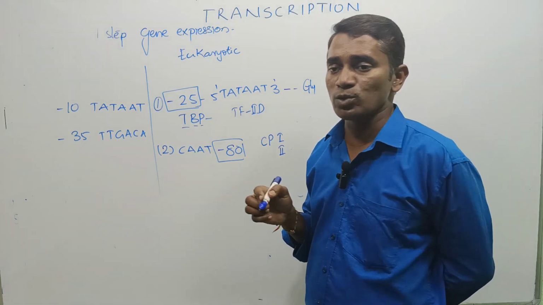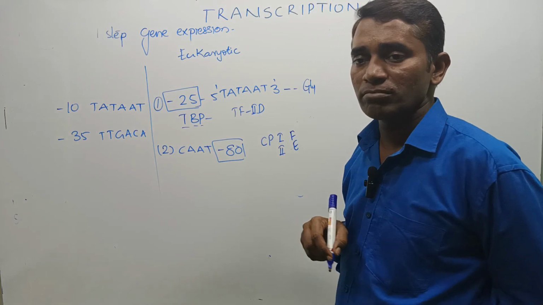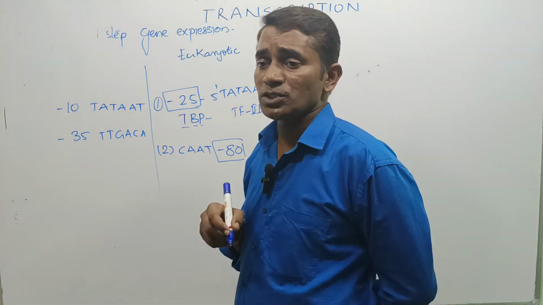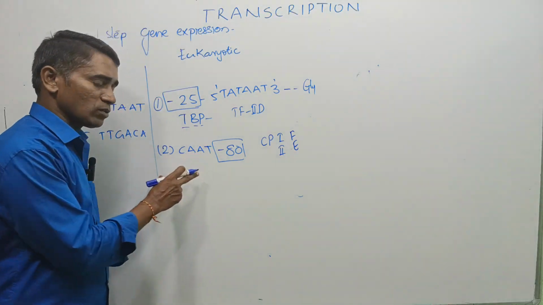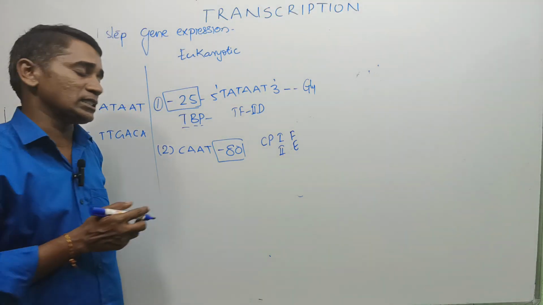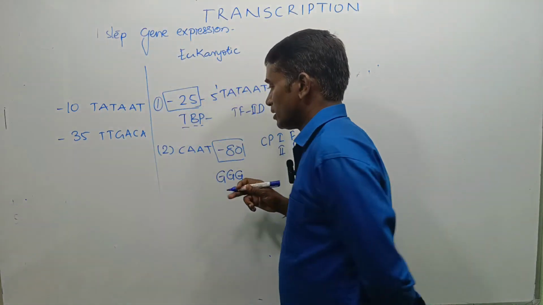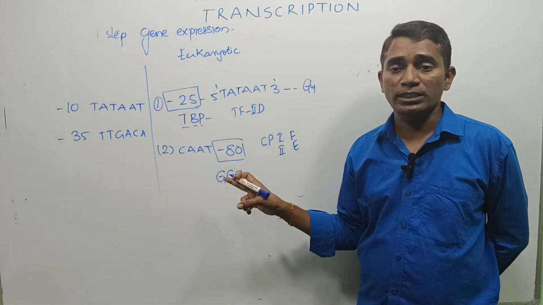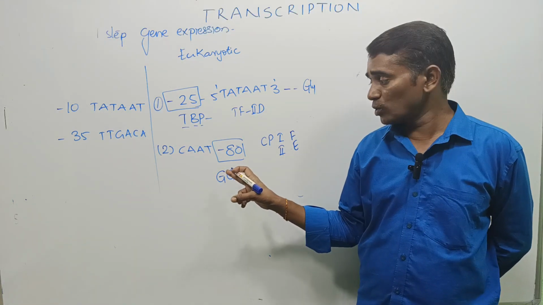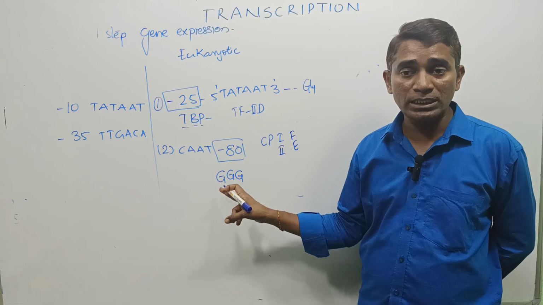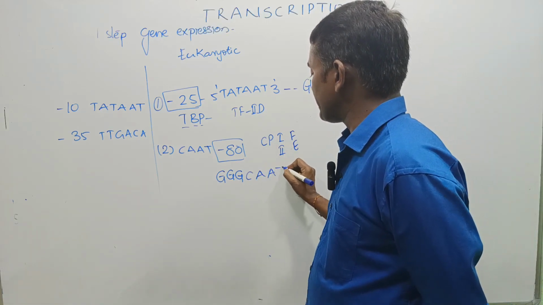They're also there. This includes transcription factors D, E, F. These are also having consensus sequences. This is the consensus sequence. This consensus sequence is G, G, G. At minus 80 sequence, there is a consensus sequence, followed by, from 5 prime to 3 prime, G, G, G, then C, A, A, T.